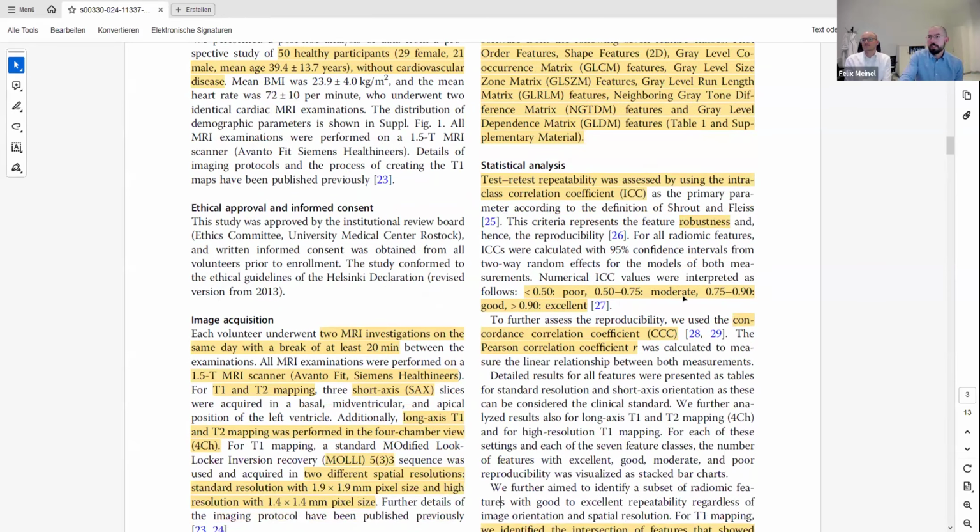And afterwards, we determined the robustness of these features using the ICC, intra-class correlation coefficient, as primary parameter, and the concordance correlation coefficient and the Pearson correlation coefficient as secondary parameters. And then we classified the robustness with a 4-point scale from poor to excellent, as you can see here, according to the definition of Koo and Li.